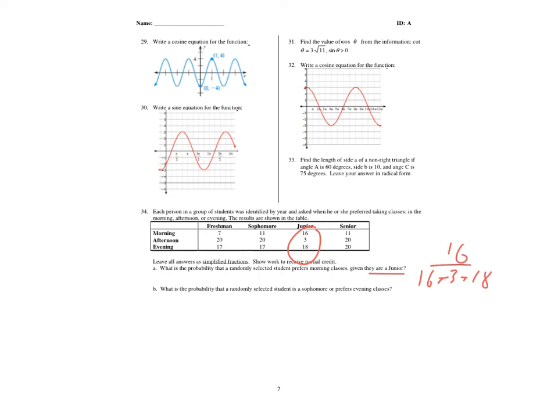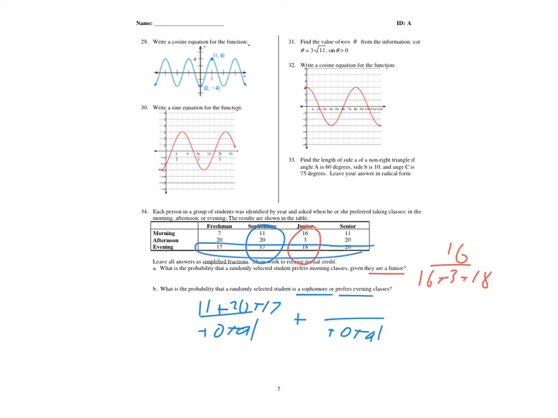All right, next up is a sophomore or prefers evening classes. Now, we have to add up all of our sophomores, and this is going to be out of the total, whatever the whole total is. And so I'm going to say here is 11 plus 20 plus 17. And then we're going to add that to the evening classes. So it's 17 plus 17 plus 18 plus 20. But you can see here that we had some overlap, and so I need to subtract that out. That's the 17 that you can see we counted twice, like right here. So we got to subtract that out.